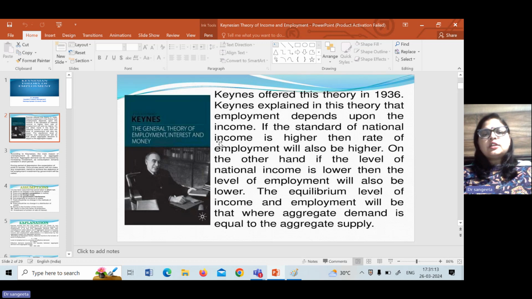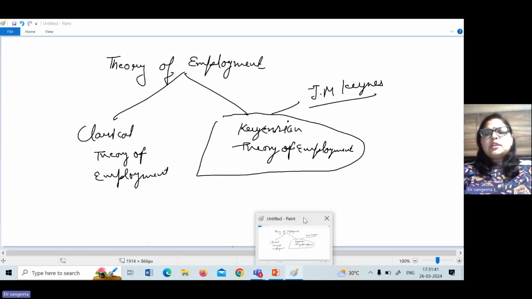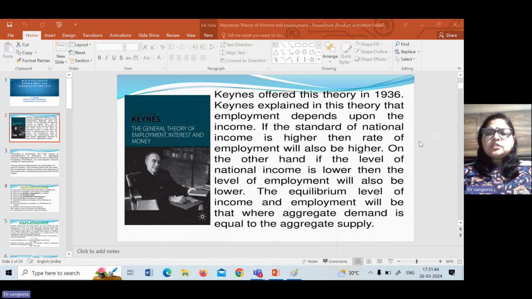what was the reason for unemployment? He stated that the level of national income depends upon the level of employment, and they are closely related. And where is the equilibrium level of income and employment? Where aggregate demand is equal to aggregate supply. He explained that the reason for unemployment was the shortage of aggregate demand, and the shortage of aggregate demand can be removed by investment in the short term period.